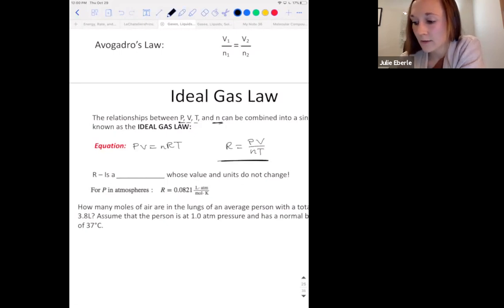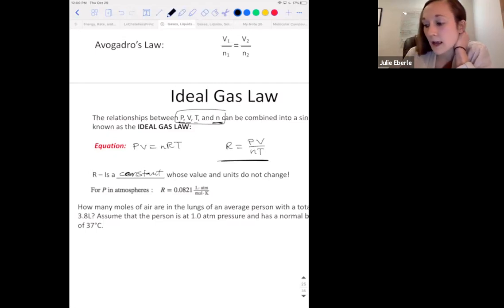Now, what is R? Because I told you that the relationship here is between P, V, T, and n. R is a constant, okay? So for this relationship to work, we have this constant. It's called the gas law constant. It is a constant whose value and units don't change. And this R, this constant, has a set of units, okay? For different kinds of units in pressure, you'll see different values of R. So if you were to Google R, the gas law constant, there are kinds of R's with different units, and it'll be a different number.